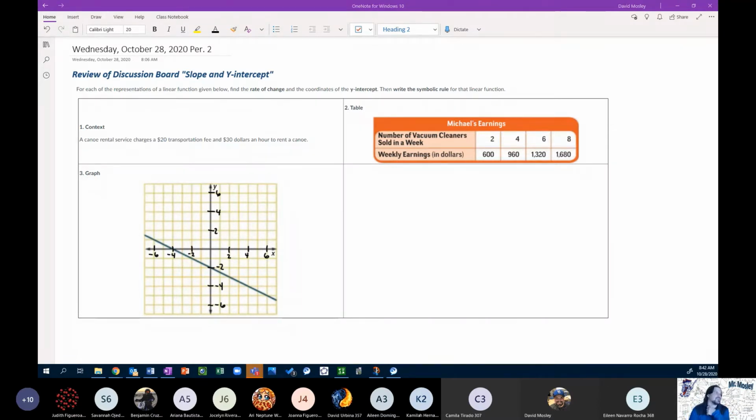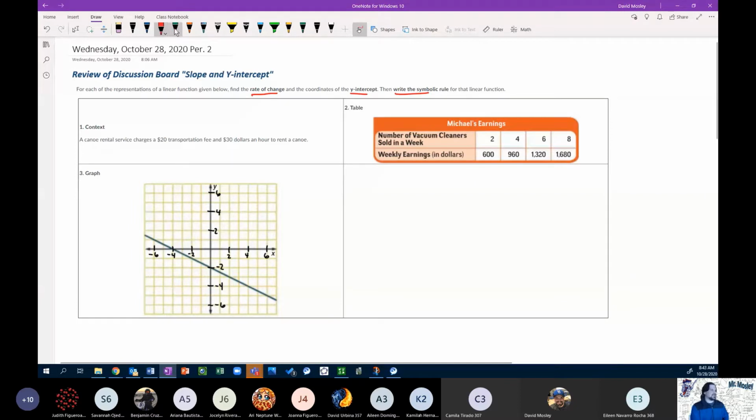So we have the slope and y-intercept discussion board, where we had these three things. We had a context, a table, and a graph, and the goal was to find the rate of change, right? And the y-intercept, and then write the symbolic rule. That's what we were going for.